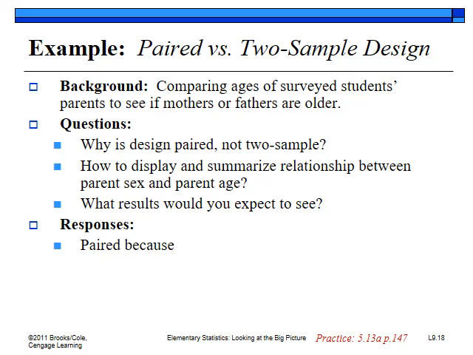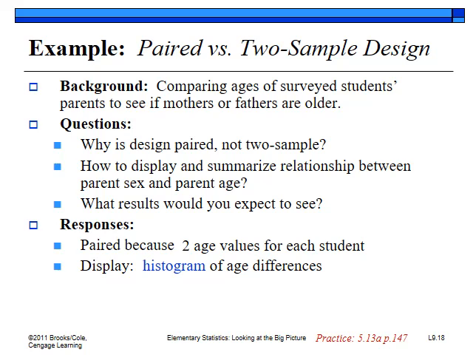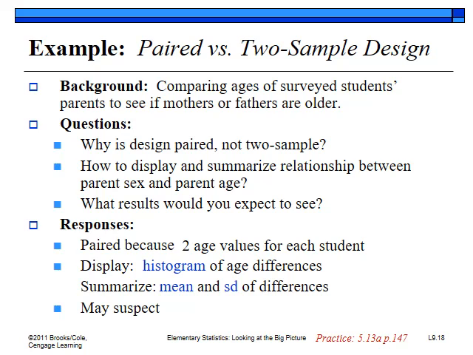This is a paired design because for every student we have 2 numbers, mother's age and father's age. Because this is a paired design, we'll use a histogram of age differences to display the data. And to summarize, we'll look at the mean and the standard deviation of those differences. Personally, I suspect that we'll see that fathers tend to be older than mothers.